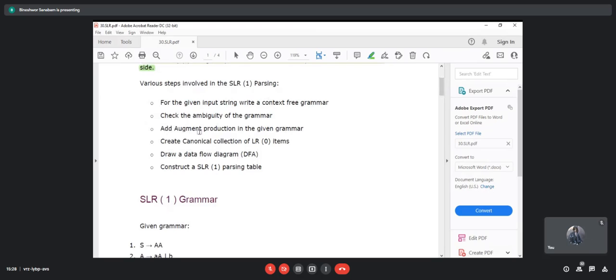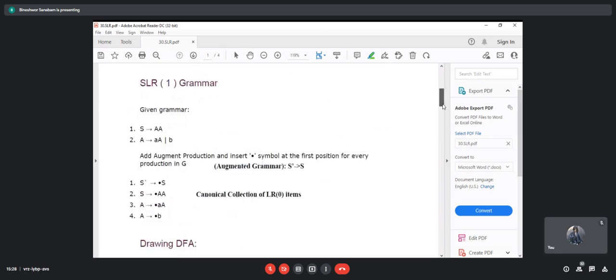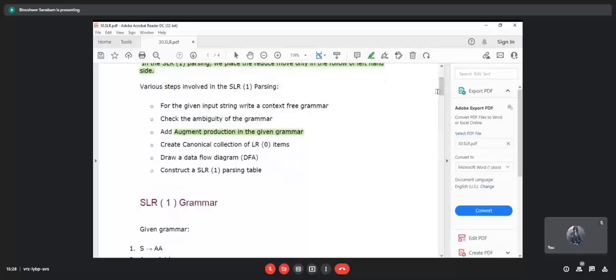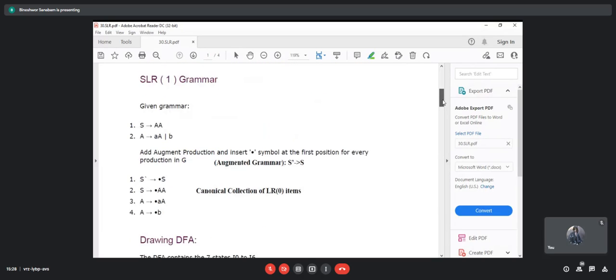So the steps are also similar. The main steps are as usual. As usual, we are going to include our augmented production in the grammar. Then we have to create a canonical collection of our LR0 items. Then we have to draw the DFA. Then we are going to construct the parsing table. If you have gone through LR0, then you will find that it is similar.